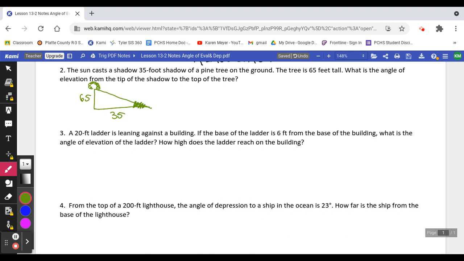Let's figure out the two sides. 35 touches my angle, so that makes it the adjacent. 65 is across, so that makes it opposite.